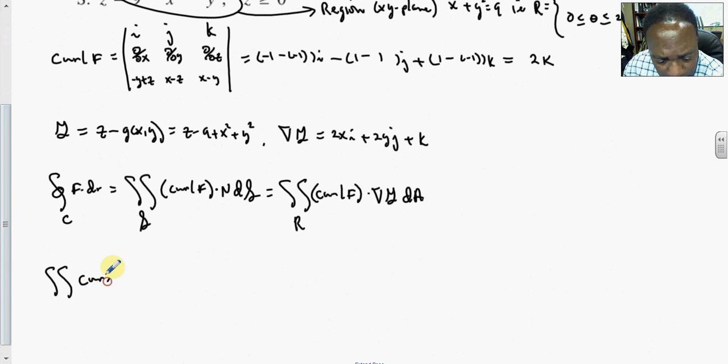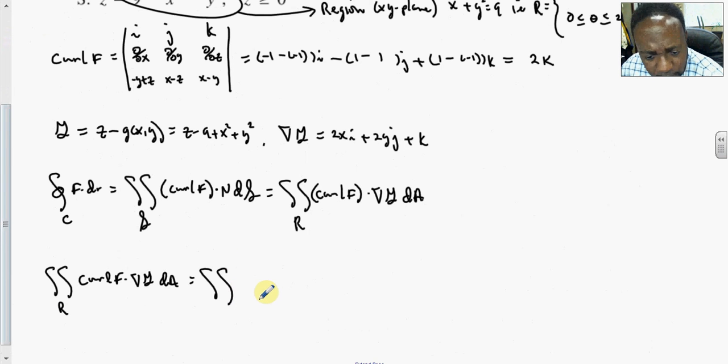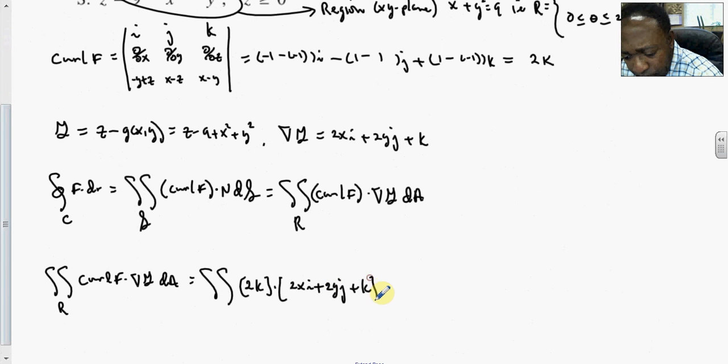So we have this curl of F dot with the gradient of g dA. So this is the double integral. The curl came out to be 2k. That's dot product with the gradient, which is 2xi plus 2yj plus k, over the region here with respect to the change in the area. Do that dot product, all you have is just 2.